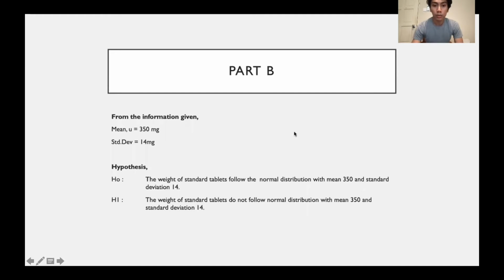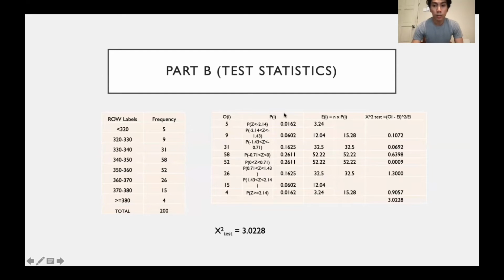Based on the goodness of fit test, using the mean 350 and also standard deviation 14, my hypothesis is that the weight of the standard tablet follows the normal distribution with mean 350 and standard deviation 14. And the null hypothesis is that it does not follow the normal distribution with mean 350 and also standard deviation 14. So that is my hypothesis.